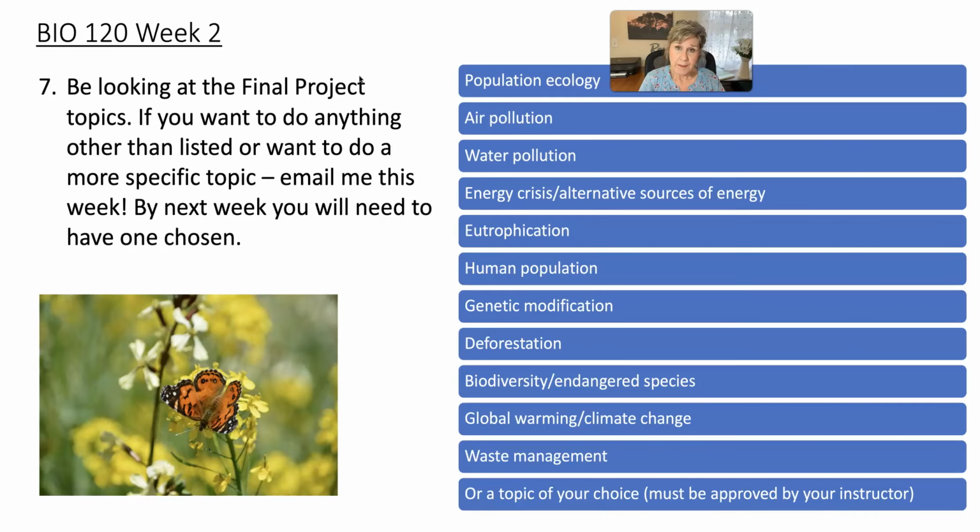Global warming and climate change, of course, that's on everybody's minds. Maybe you're interested in that. Go for it. I'd love to hear some more about it. Waste management, which includes something like plastic pollution, right? Plastics are everywhere. Everybody's talking about microplastics and where they're ending up. I think we're going to be surprised in the future as to where we are going to find them. And then maybe a topic of your choice. Maybe it's something in a local area, that some crisis, some environmental crisis that's happening, something.